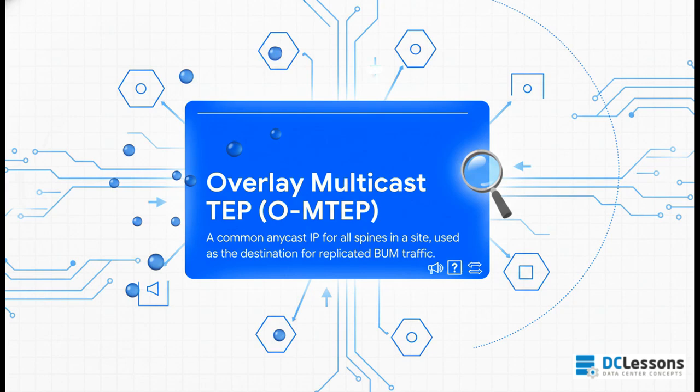This is also a shared Anycast address, but this one is shared by all the spines across an entire site, not just one pod. Its job is to be the destination for all that broadcast, unknown unicast, and multicast traffic, what we call BUM traffic, that gets sent over from other sites.